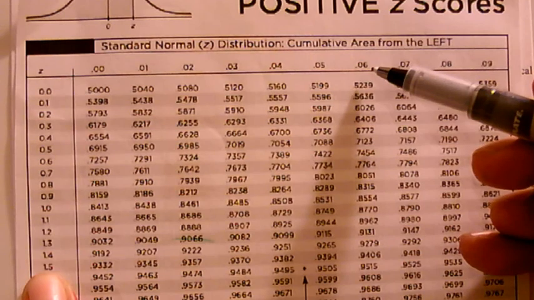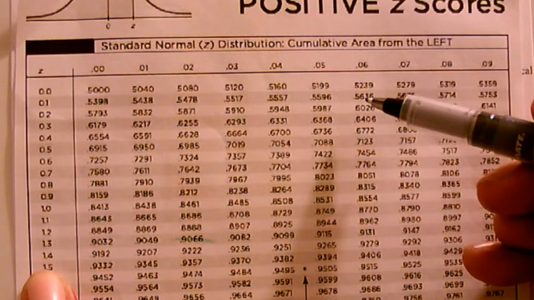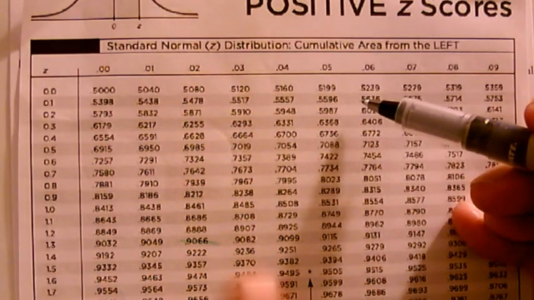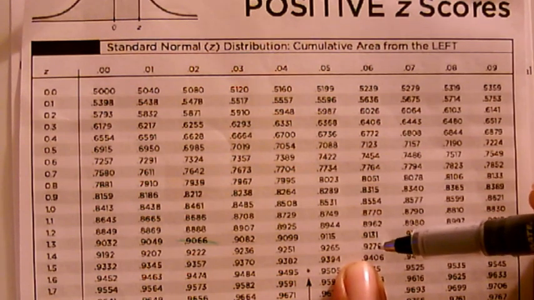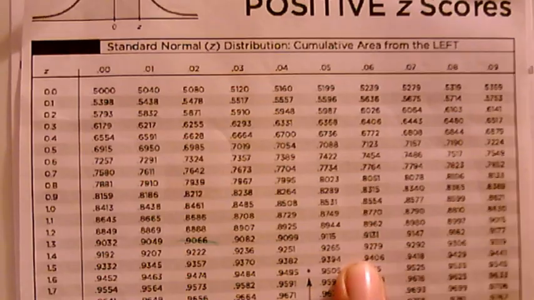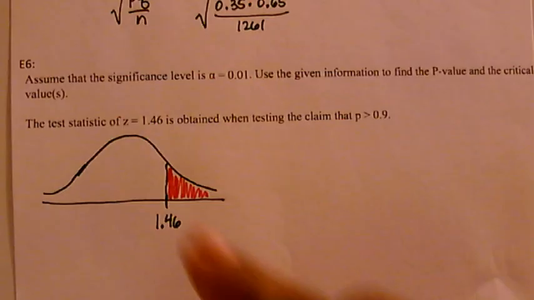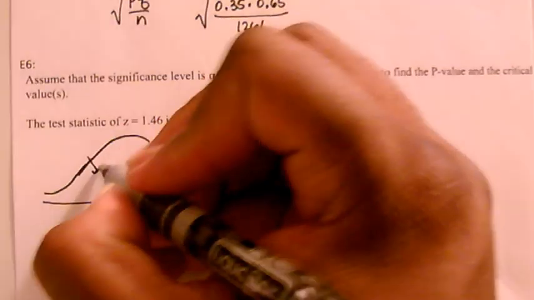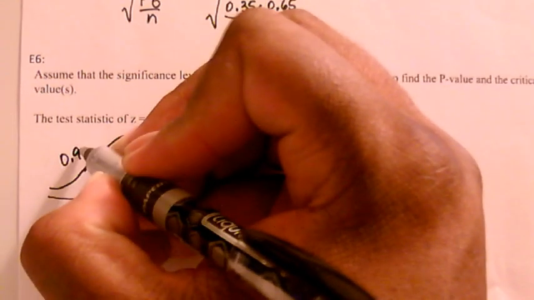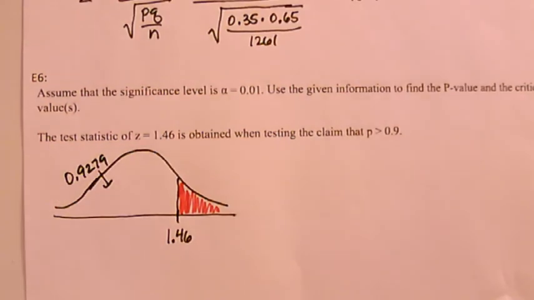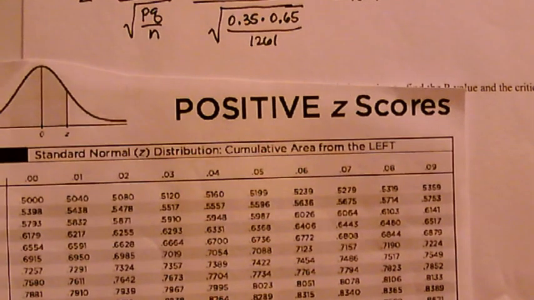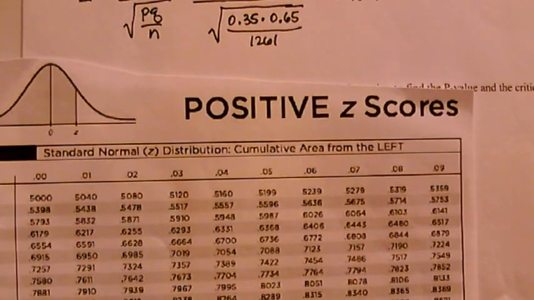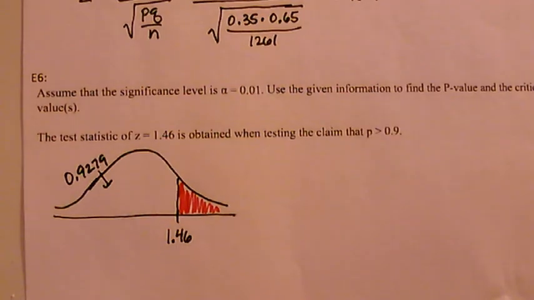And then 0.06 is over here. So if I read across and down, that number is 0.9279. However, it is a right tail test. That 0.9279 represents the area to the left. If you recall with table A-2, it's always the cumulative area from the left for your standard normal distribution table. You want the area that's on the right hand side.